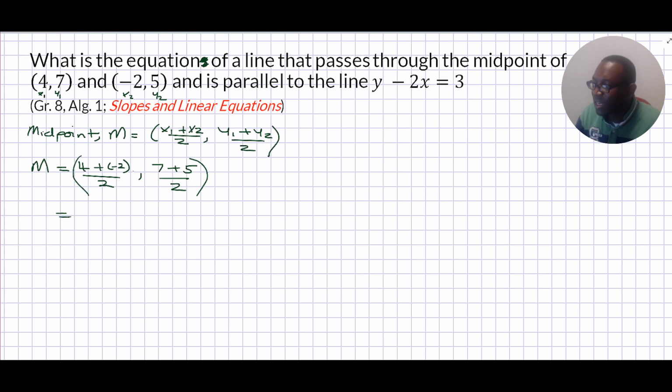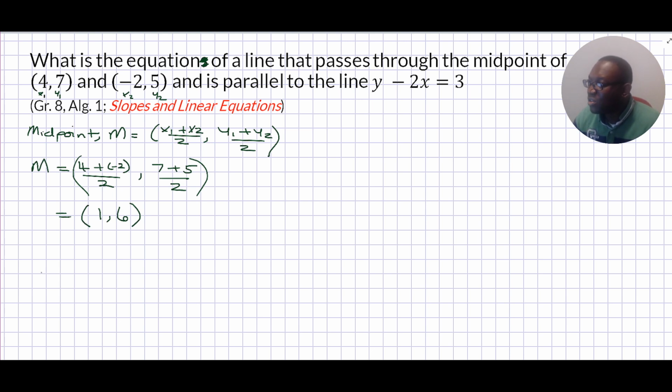So 4 plus negative 2 is 4 minus 2 over 2. That is 2 divided by 2. That's going to give us 1. 7 plus 5, 12 divided by 2, we have 6. So the midpoint of these two points is at the point (1, 6).